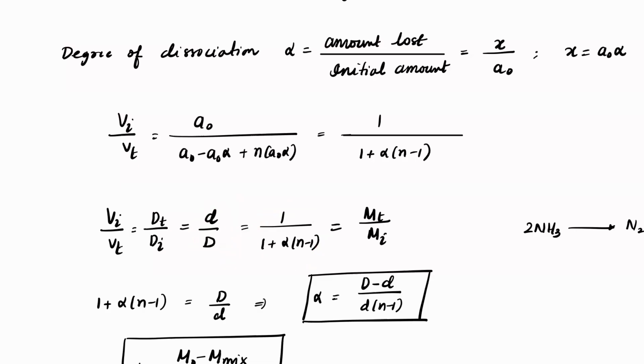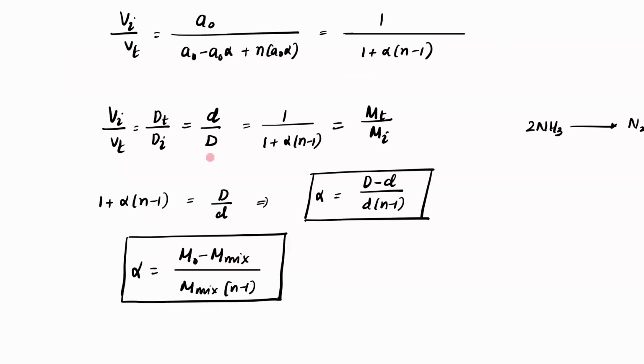Now if I reverse this, I get 1 plus alpha into n minus 1 is equal to capital D by small d. If I take minus 1 to the right hand side, take the LCM, and then push the n minus 1 to the right hand side, this is the equation I will get. So alpha is equal to D minus d by d into n minus 1, where D is capital D, the first one, and then small d divided by small d into n minus 1.